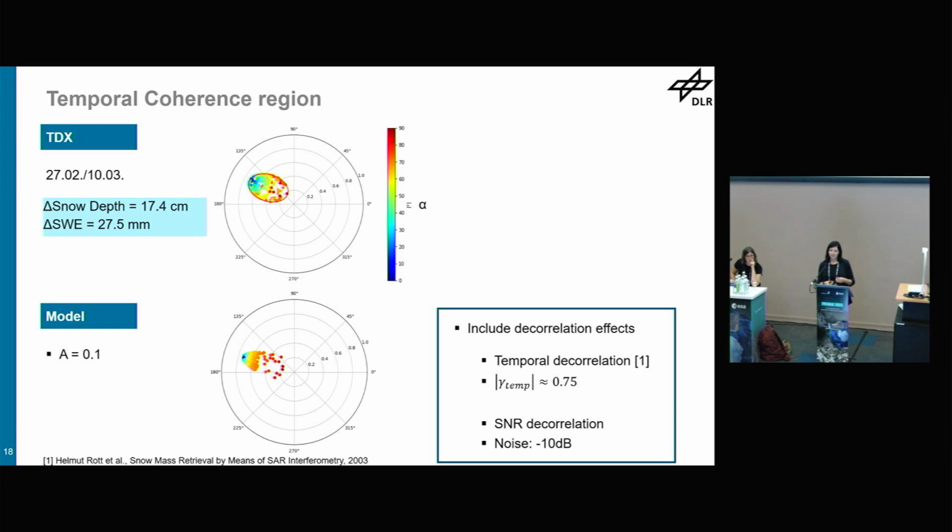So this is now just a preliminary comparison, so it's not about the phase, but it's rather to show that the model is able to reproduce some structures which can also be seen in the real data.